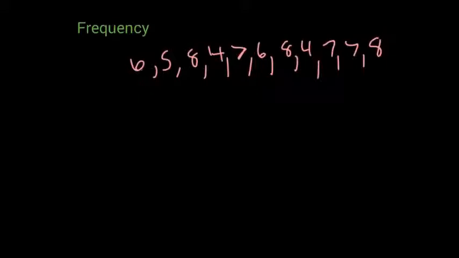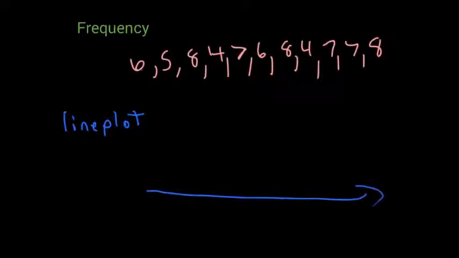Alright, so let's talk about frequency. And the first thing we're going to do is a line plot. So first we need a line. And we have the numbers 4 through 8 there. So we'll do 4, 5, 6, 7, and 8. And each time we have a value, we're going to put an X above it.